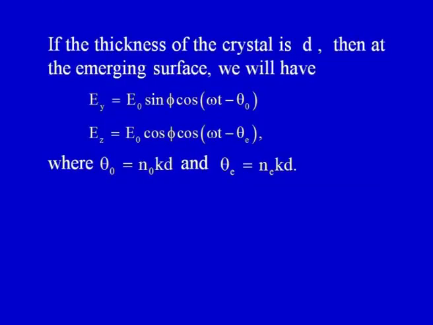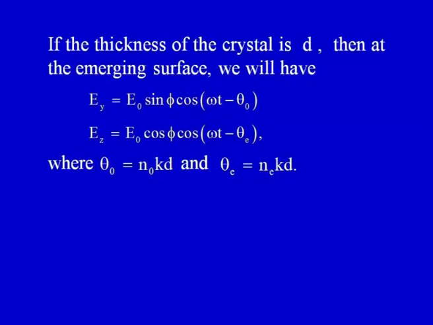If the thickness of the crystal is d, then after traversing a distance equal to d, at the emerging surface, we will have E_y equal to E_0 sin phi cos(ωt − θ_o), and E_z equal to E_0 cos phi cos(ωt − θ_e), where θ_o is equal to n_o kd and θ_e is equal to n_e kd.